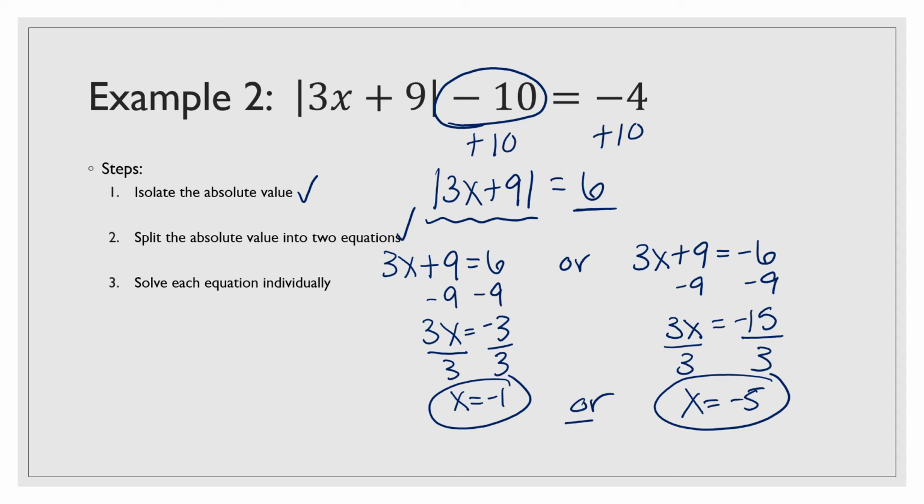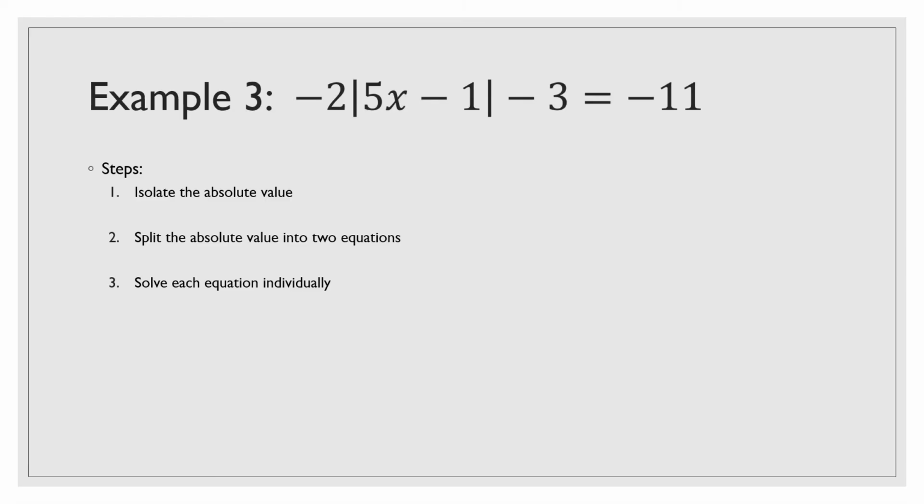And if you wanted to plug those back in to see if you get negative 4, you will notice that both negative 1 and negative 5 work in this situation. This next example might be a little bit more complicated, but again, we still want to follow our 3 steps.